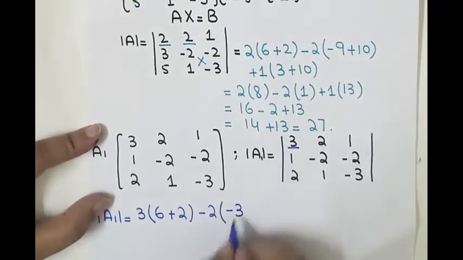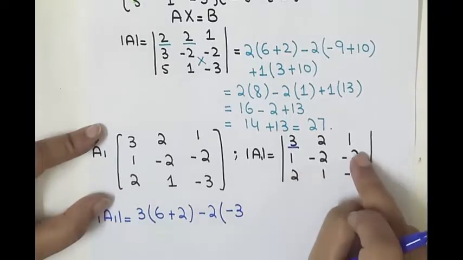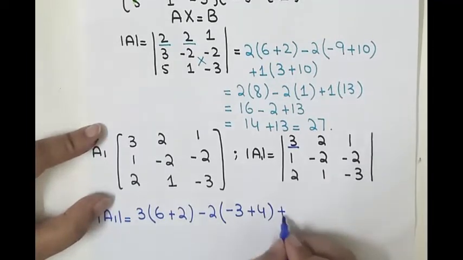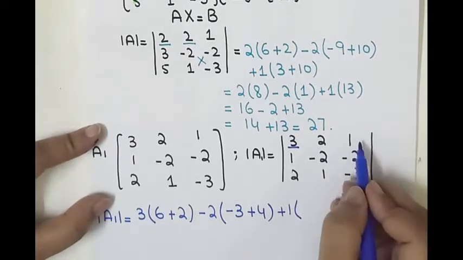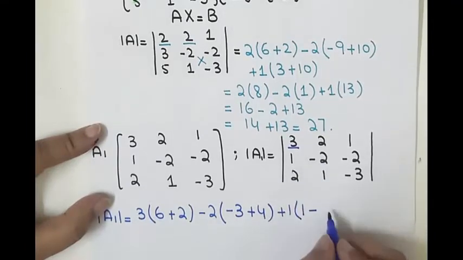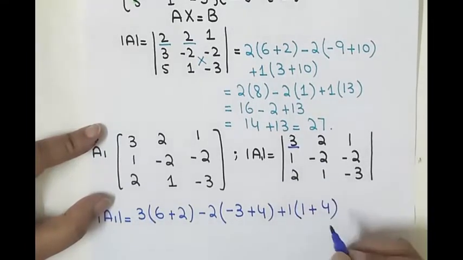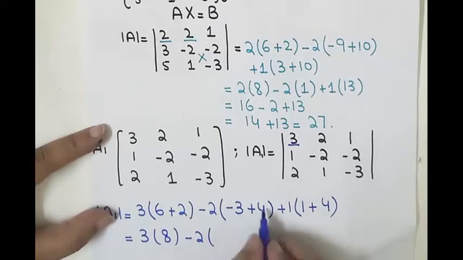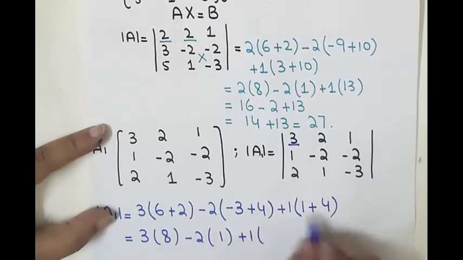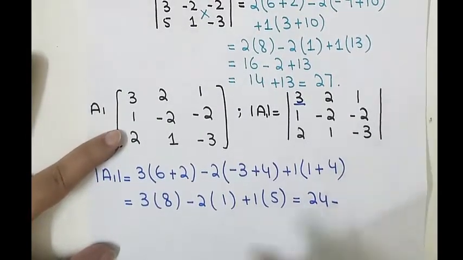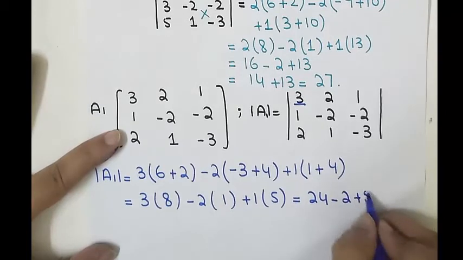1 minus 3 times is minus 3, 2 minus 2 times is minus 4, so minus minus is plus 4. Then we have a plus sign, skipping third column and first row, we have these 4 terms. 1 times is 1, minus 2 times is minus 4, so minus minus is plus 4. Now this is 3, 6 plus 2 is 8, minus 2, minus 3 plus 4 is 1, plus 1, 4 plus 1 is 5. 3 8 times is 24, minus 2 1 times is 2, plus 1 5 times is 5.